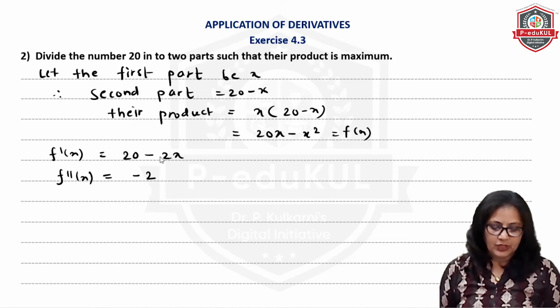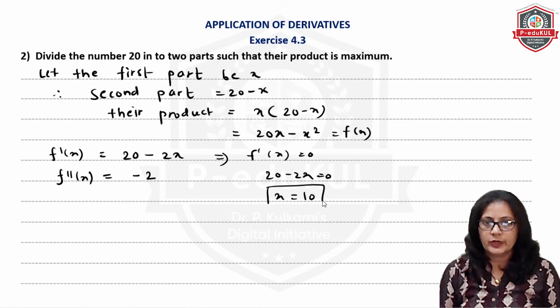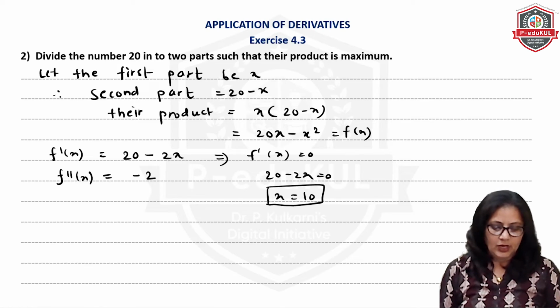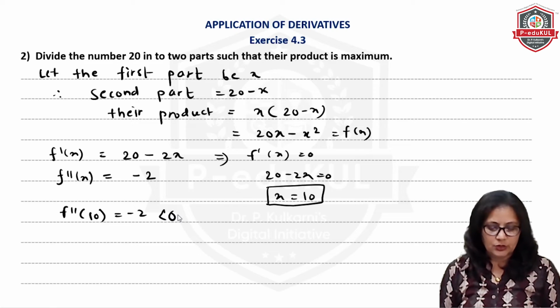So for the root of the equation, f dash x is 0. So 20 minus 2x is 0. So you will get x is equal to 10. And at this value I will calculate. Now f double dash of 10 will remain the same, as it is a constant function, and this is less than 0. So therefore what we can write?